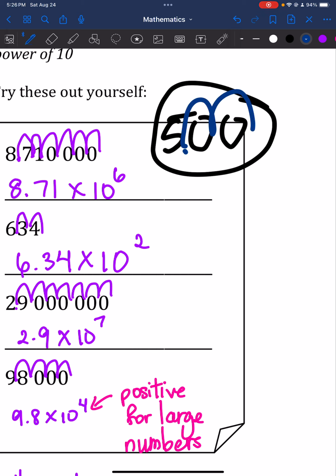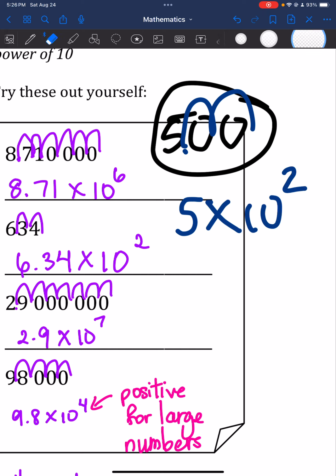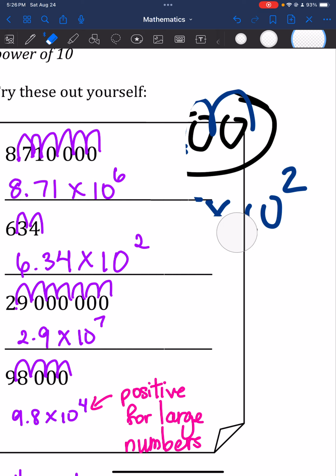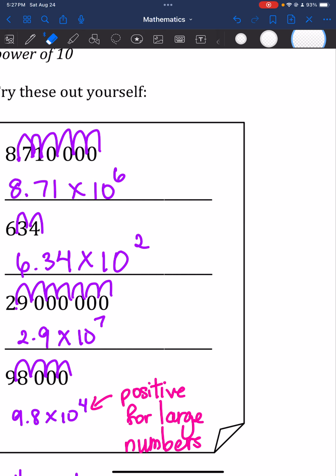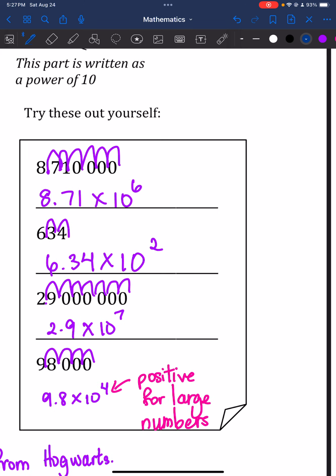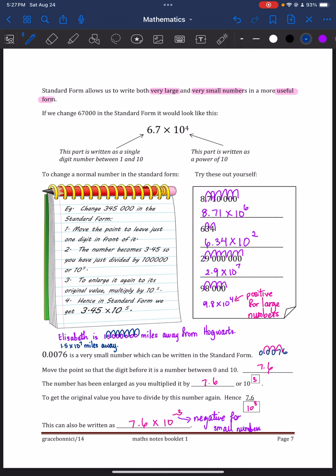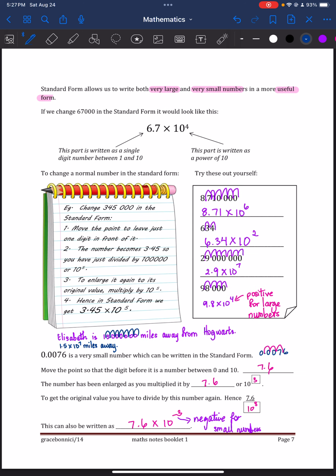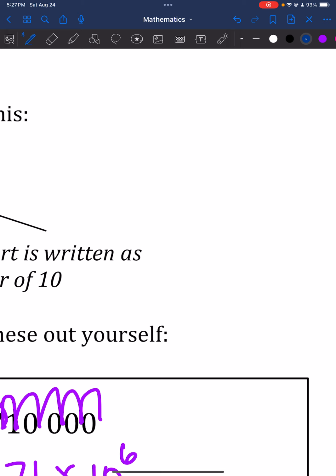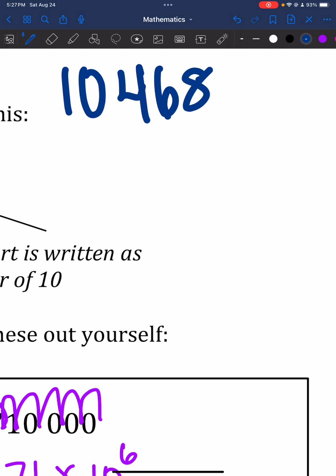So 5 by 10 to the power 2 jumps is the same thing as 500. So this is a positive number, meaning it has no negative sign or whatever. And that is the explanation for conversion to standard form with regards to positive numbers, right? So let me do something a little larger. So let me do 104680. We want to express this in standard form, right?